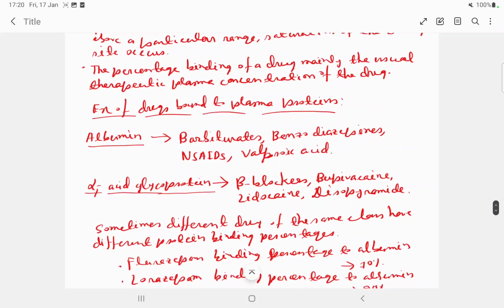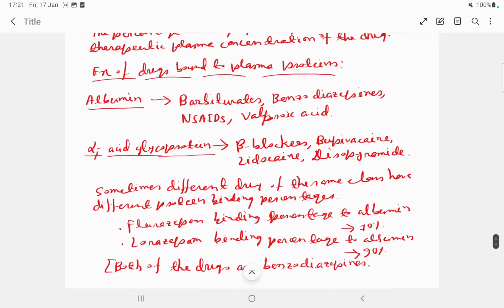Examples of drugs that bind to albumin are barbiturates, benzodiazepines, NSAIDs, valproic acid, etc. There are also some examples of drugs that bind to alpha 1 acid glycoprotein. These are beta blockers, bupivacaine, lidocaine, disopyramide, etc.